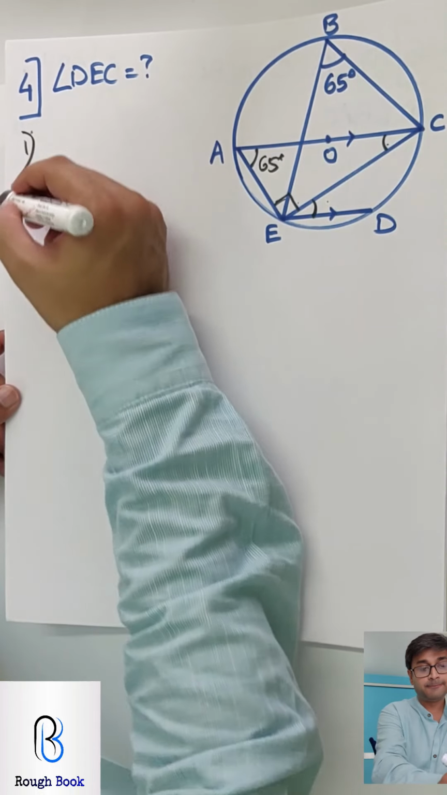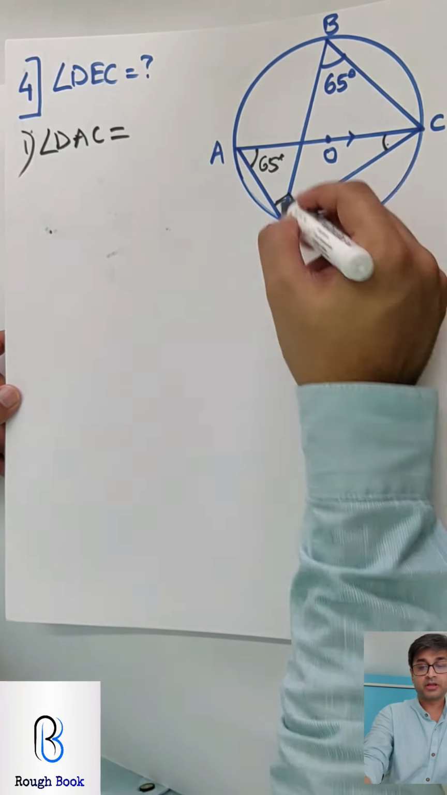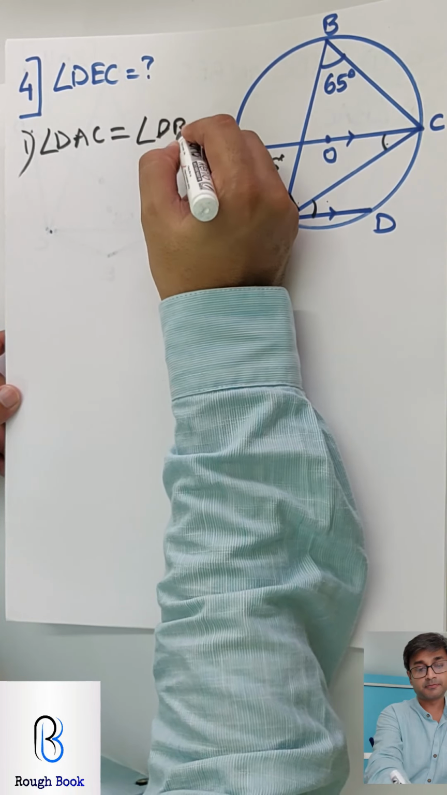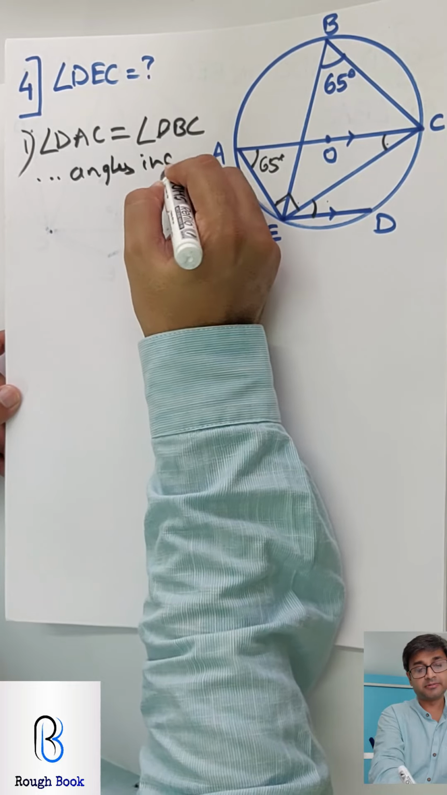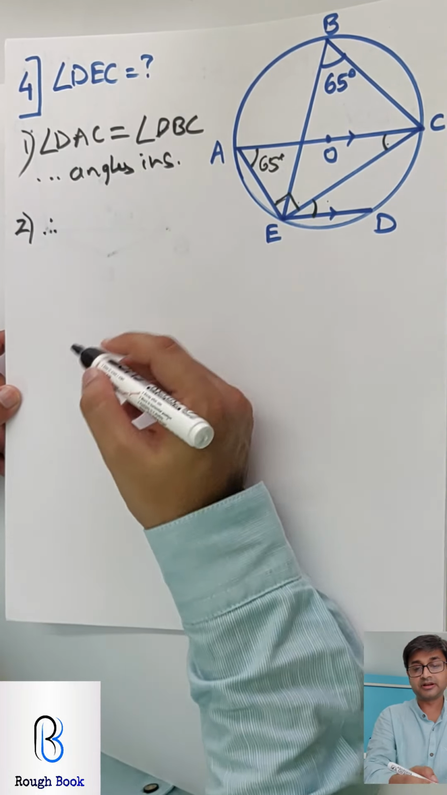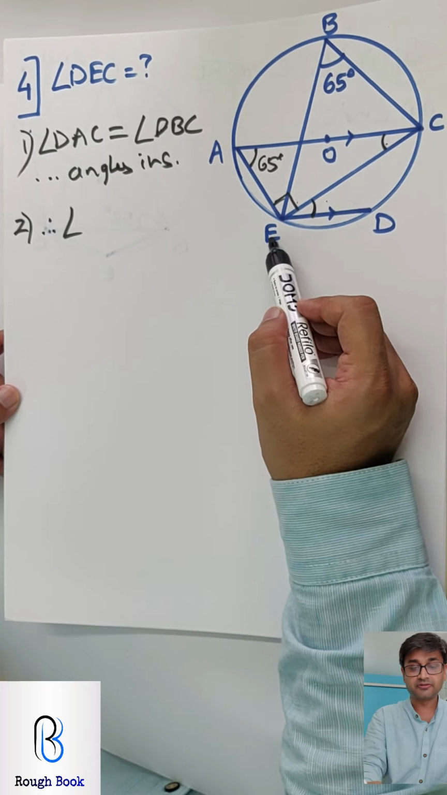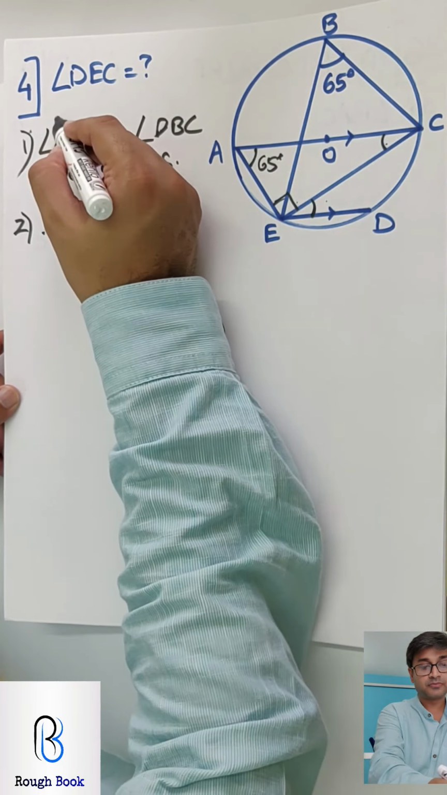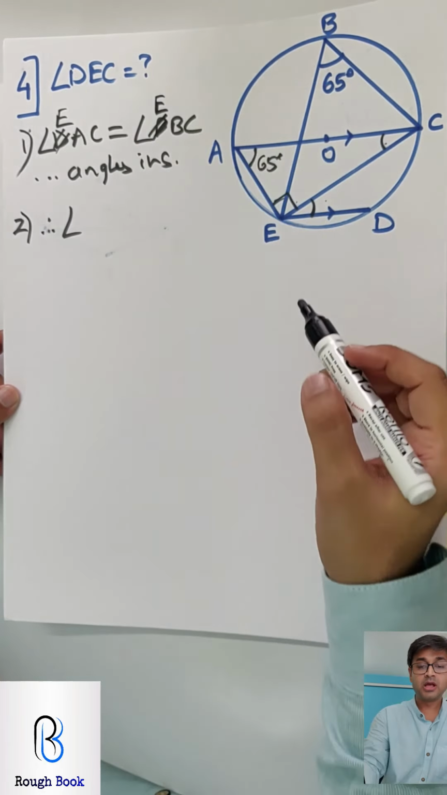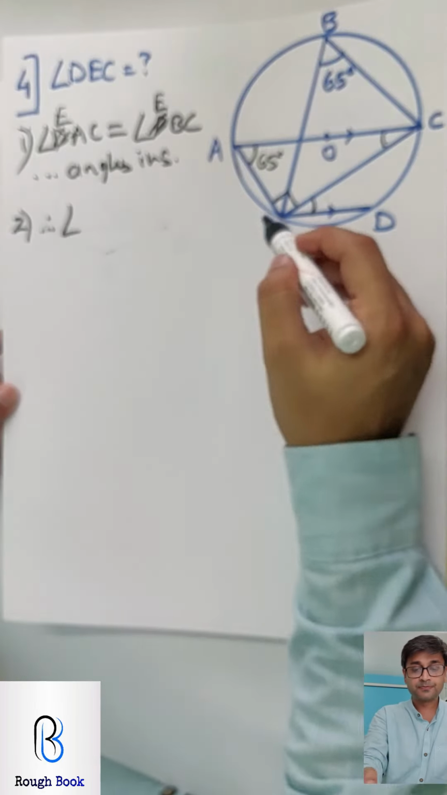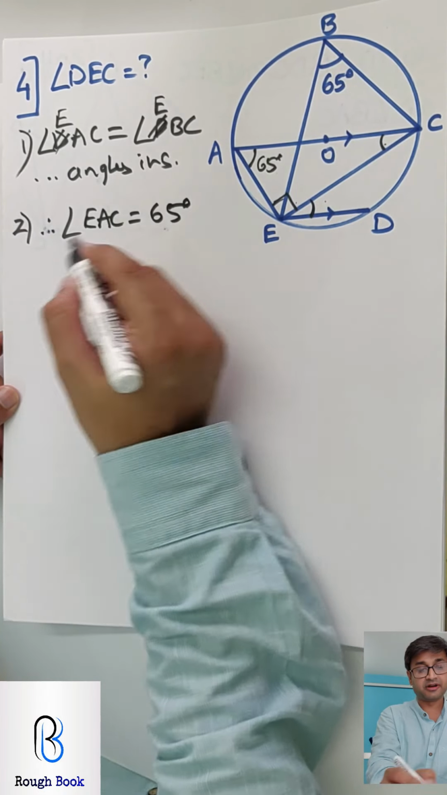Okay, let's go. So number 1, angle DAC equals DBC. Reason: angles inscribed in the same arc are congruent. Please write the complete statement. Therefore angle, I wrote D instead of E. It should be EAC, EBC. Something has gone wrong with me today. Both sums start, I messed up. Okay, let me focus. I am sorry. So therefore EAC is equal to 65.